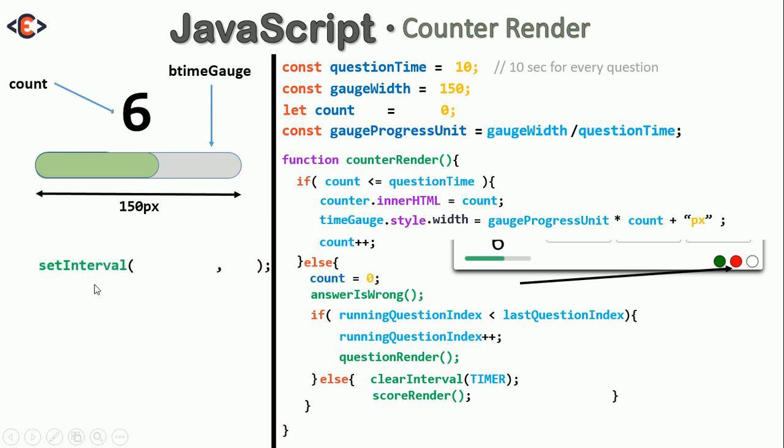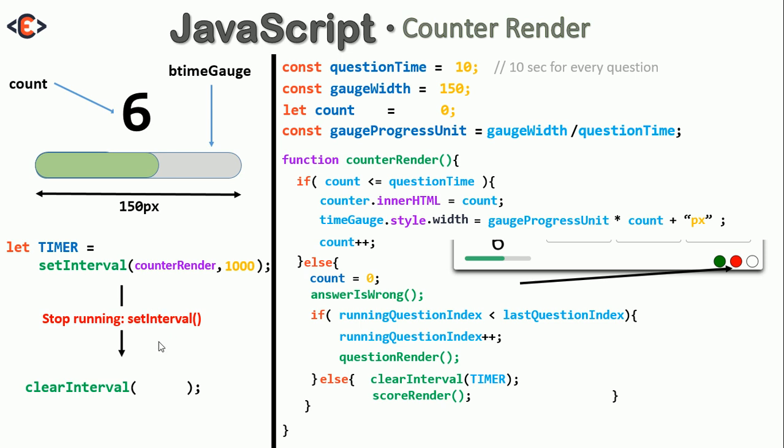For that, we'll use a function called setInterval that gets two arguments: the function counterRender and the time in milliseconds. 1000 milliseconds is 1 second, which means now our setInterval will call the counterRender every 1 second. Then we will set this to a variable called timer, so it will be possible to stop running the setInterval, saying clearInterval of timer.